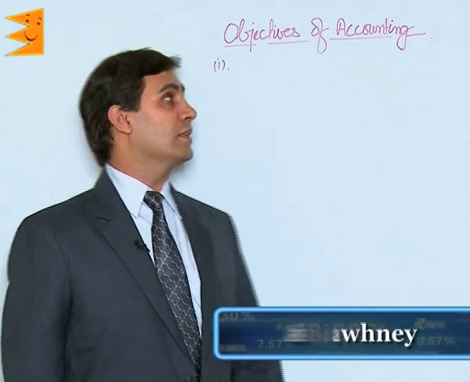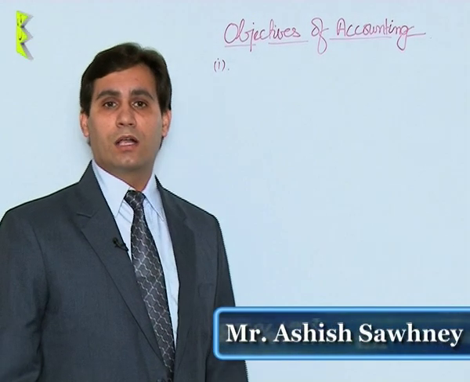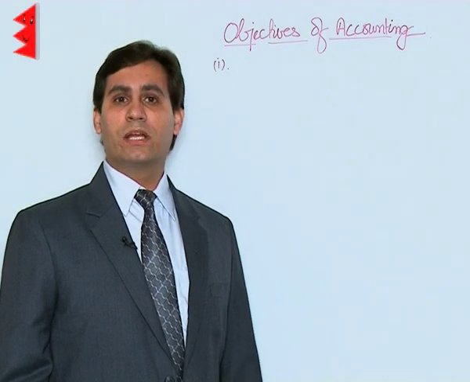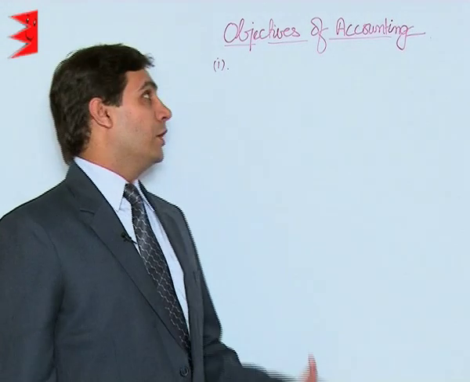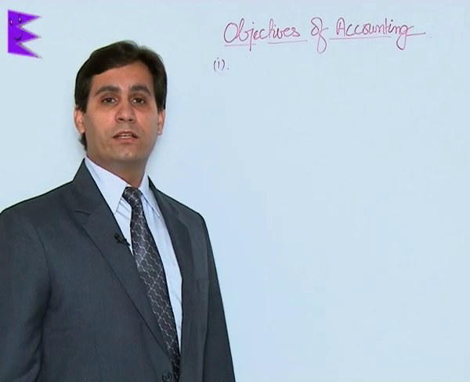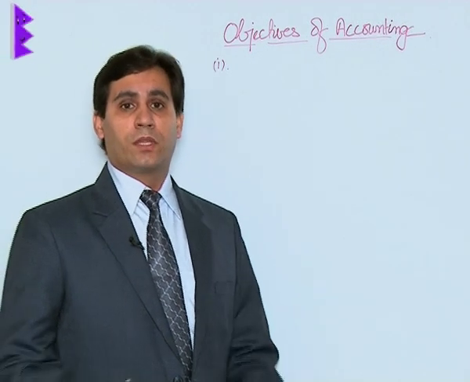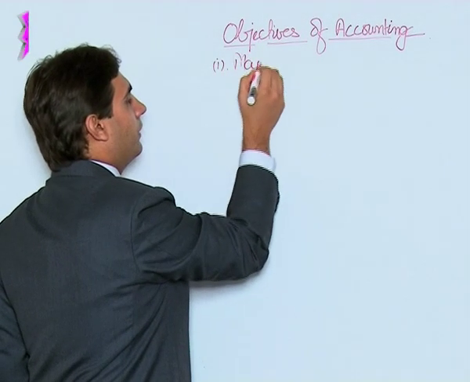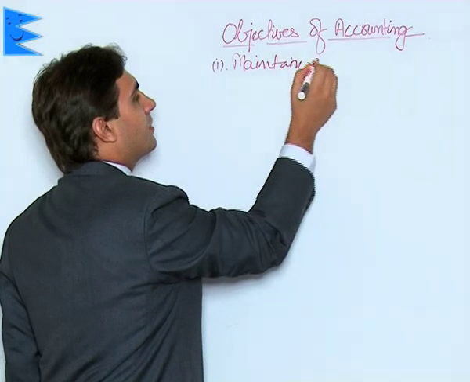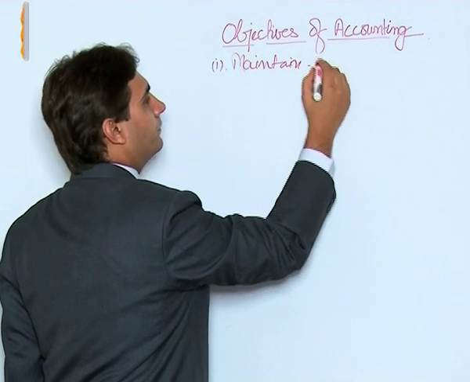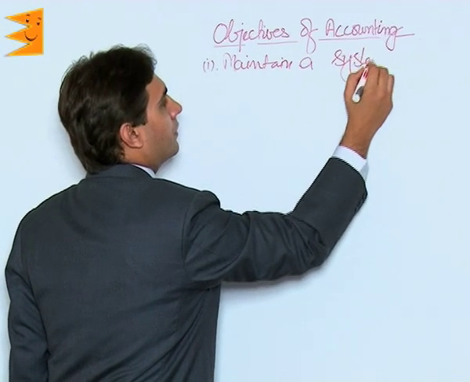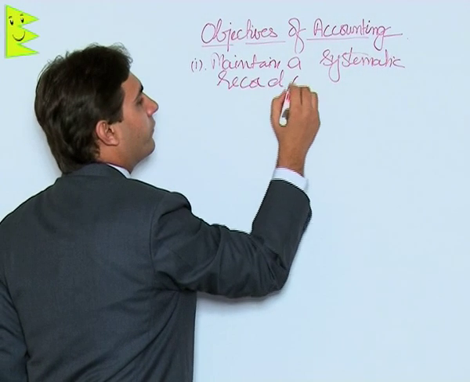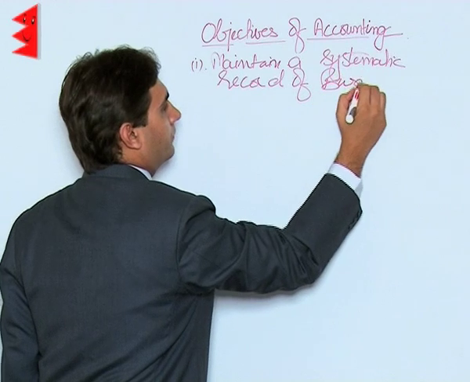Students, let us start with objectives of accounting. Now, accounting involves various steps. We have understood it in previous sessions. Now, what are the objectives that are to be catered to by the accounting process? The first objective of accounting is to maintain a systematic record of business transactions.